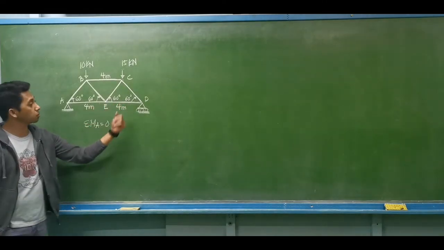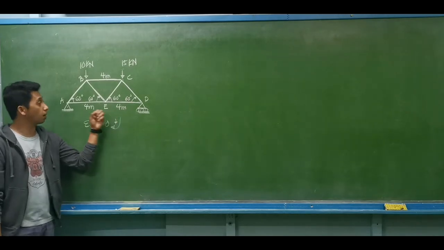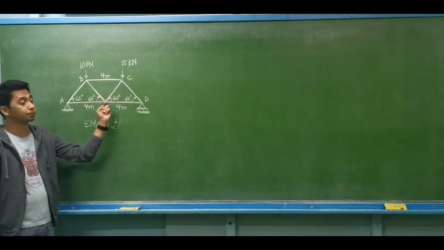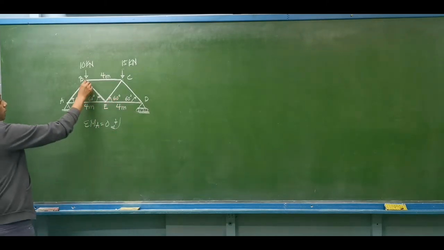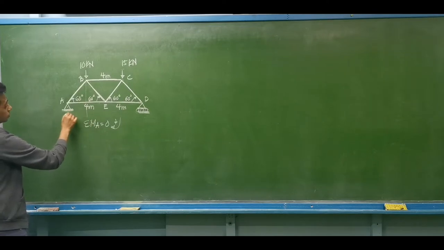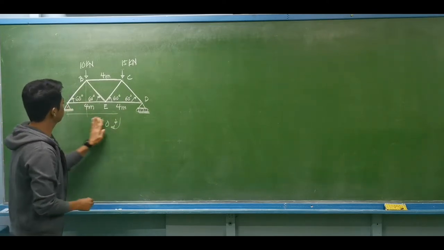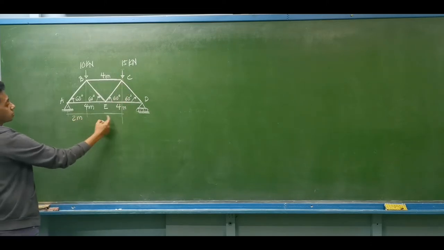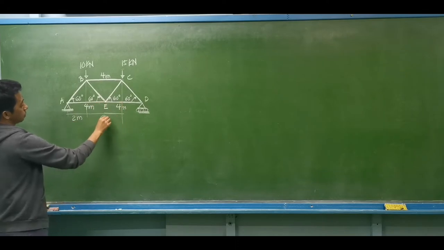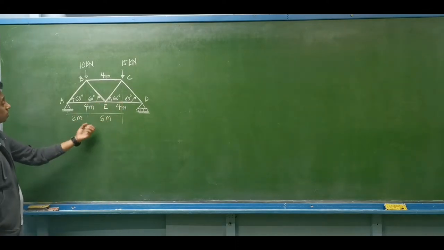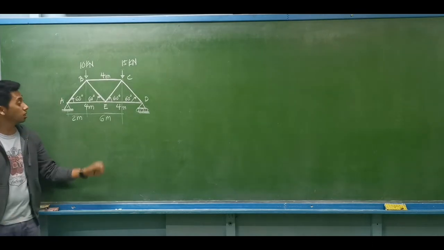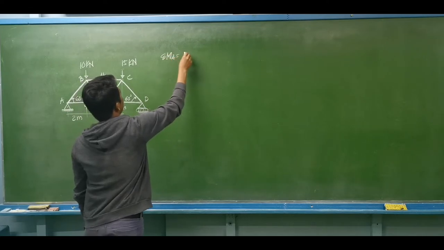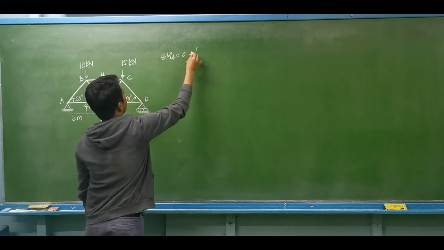This truss is composed of equilateral triangles with dimension of 4 meters, since these are all 60 degrees. So we may assume that this distance from A is 2 meters. So 2 meters is the same as 6 meters. Or you may compute that, this is obvious. So you may do summation moment about point A equal to 0, clockwise moments to be positive.